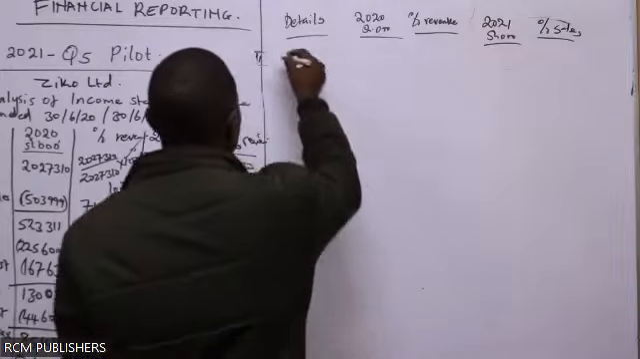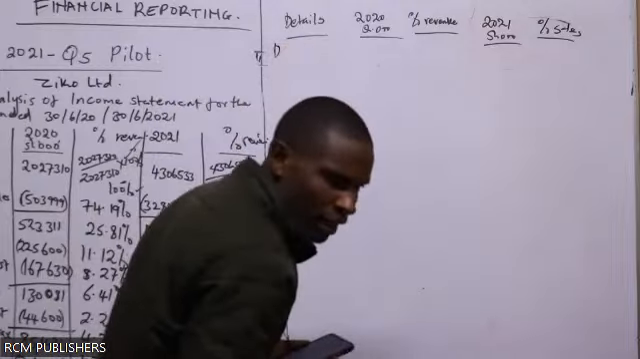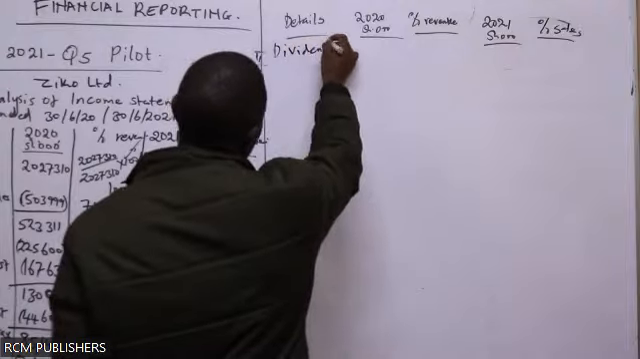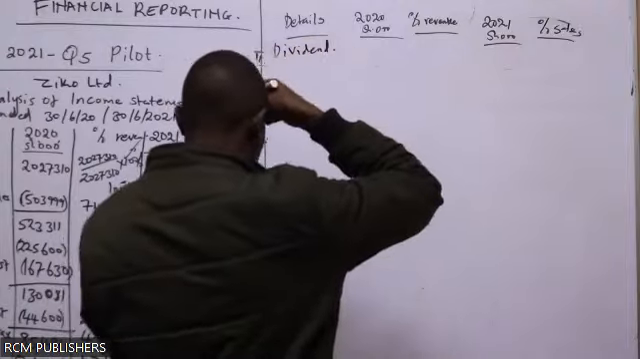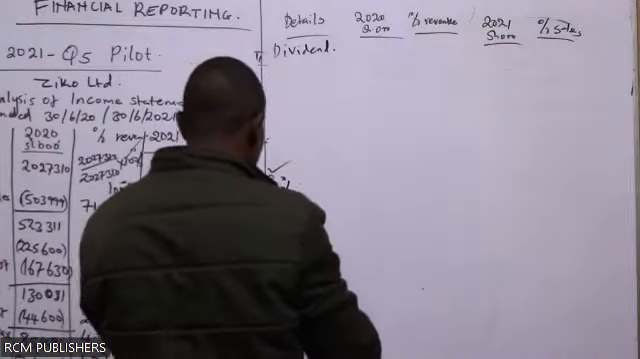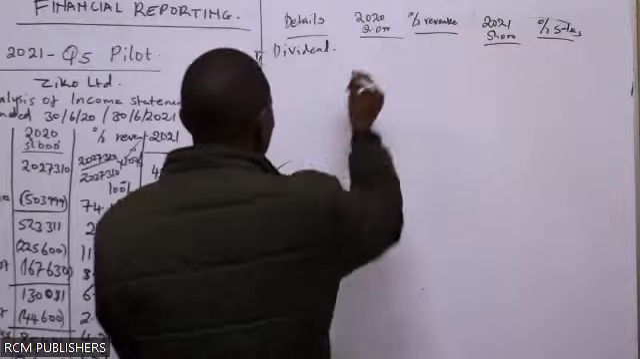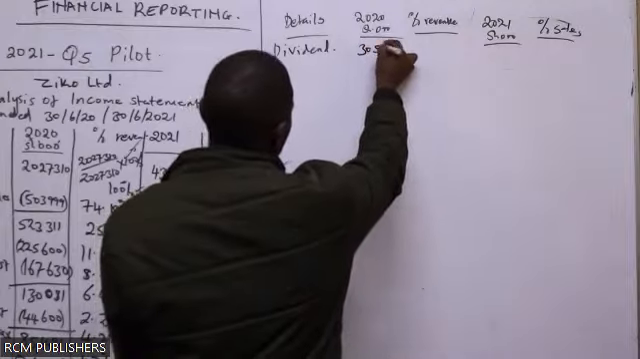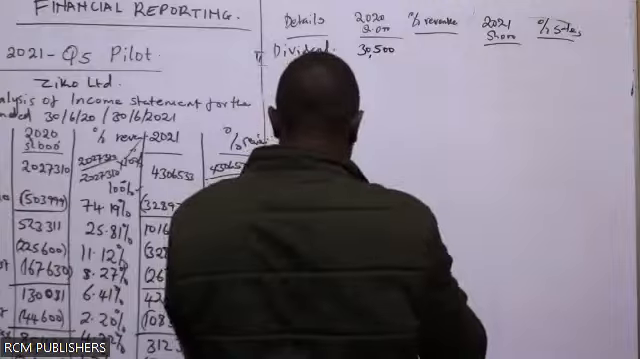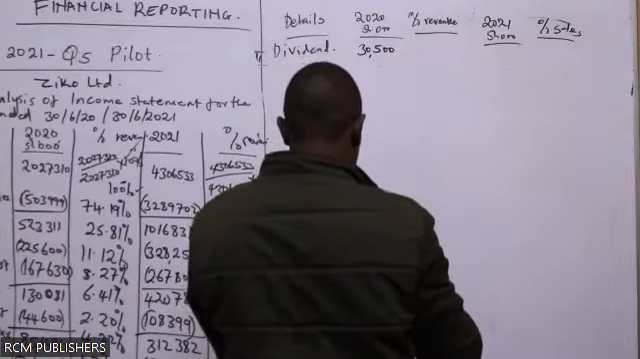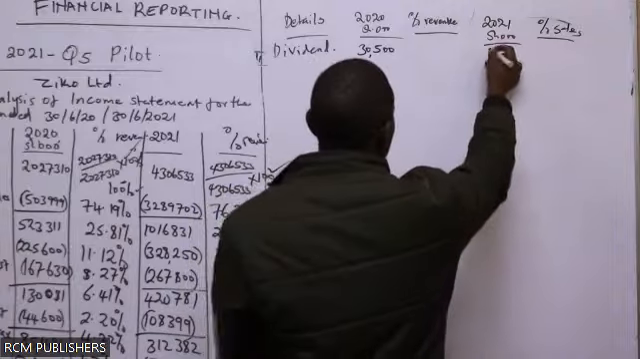Dividend paid. What is your time? Time imefika. Dividend paid, I know you have it. That is the way we are doing this thing. Dividend paid equal 3,500. I don't want to take much of your time. Then we have 65,300.